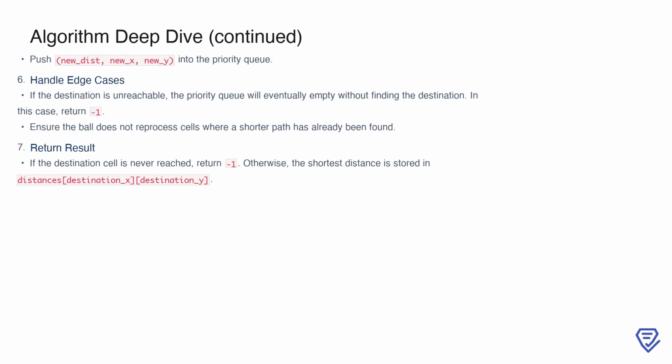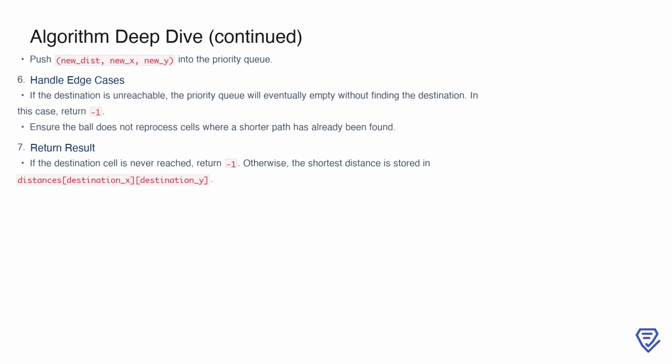After updating the distance for the new position, we ensure that the corresponding node is pushed into the priority queue as (new_dist, new_x, new_y). This guarantees that we continue processing paths in ascending order of distance. However, we must also handle edge cases. If the destination is unreachable, the priority queue will eventually become empty without finding a valid path. In such cases, we return -1 to indicate that the destination is unattainable.